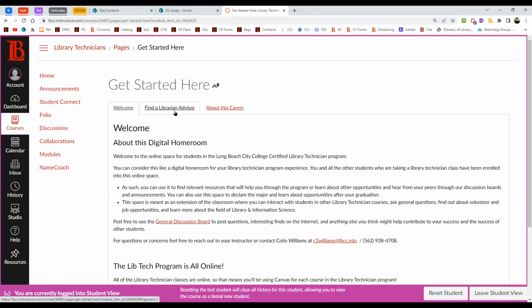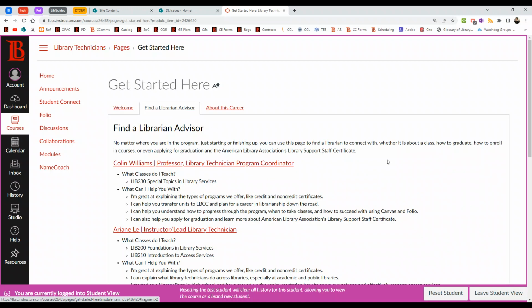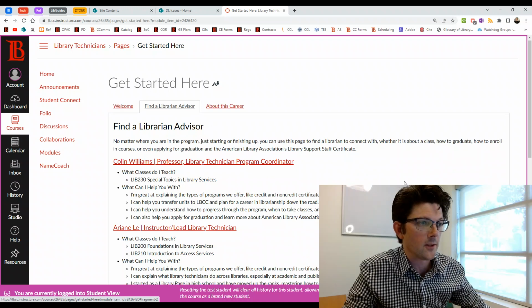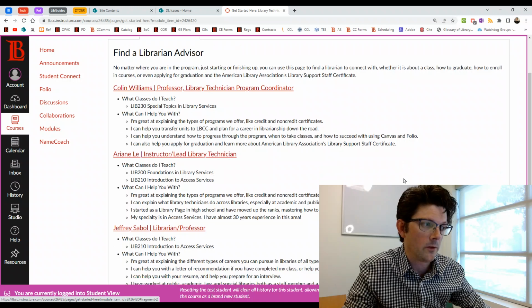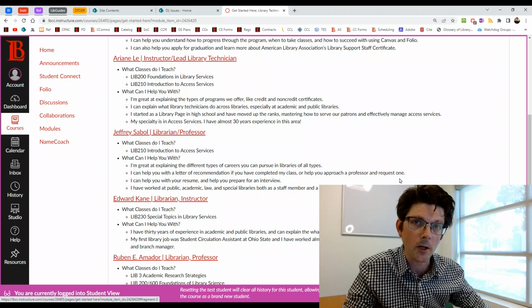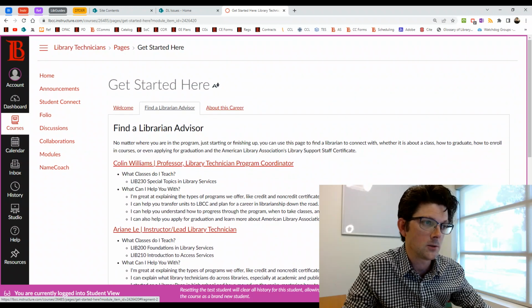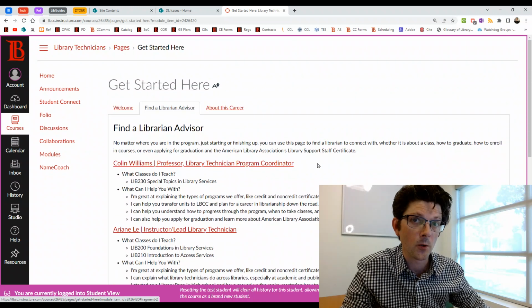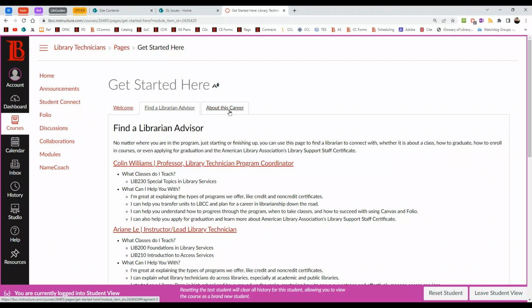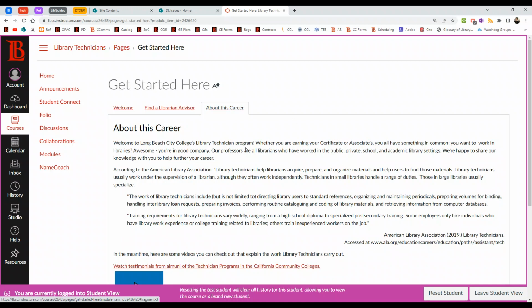We've got the Find a Librarian Advisor page here. What this does is it lets you see the librarians that are in the program, what we specialize in, and how we are ready and open to help you out, whether it is letters of recommendation or classes and program questions. Feel free to get in touch with us. We've got some information about the library technician career field.